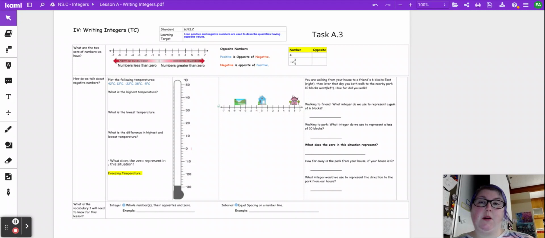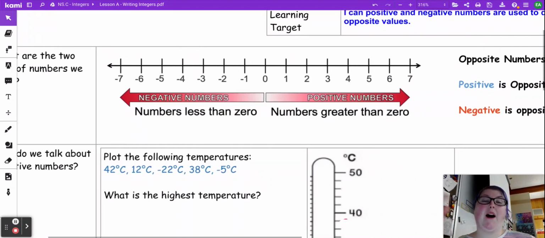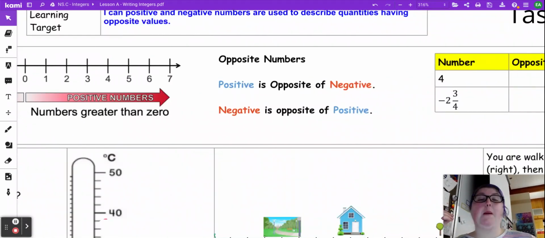Today we are going to talk about integers, positive and negative numbers used to describe opposite values. So the first part is, what are the two sets of numbers we have? When we talk about integers, we mean positive and negative numbers. So the numbers that are bigger than 0 and the numbers that are less than 0. Positive and negatives are opposites.